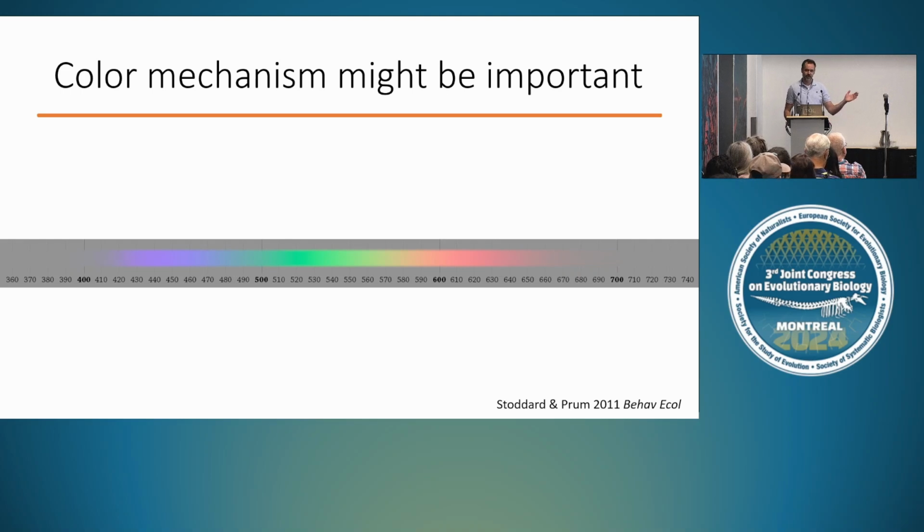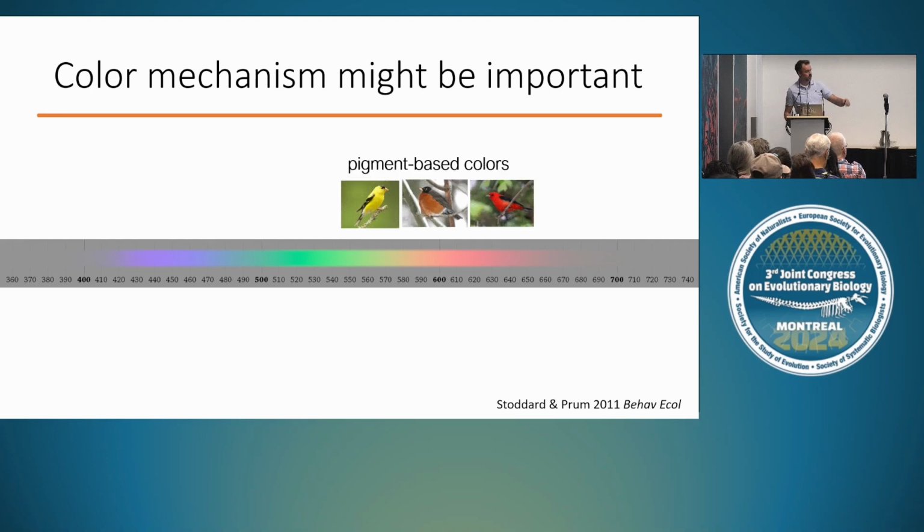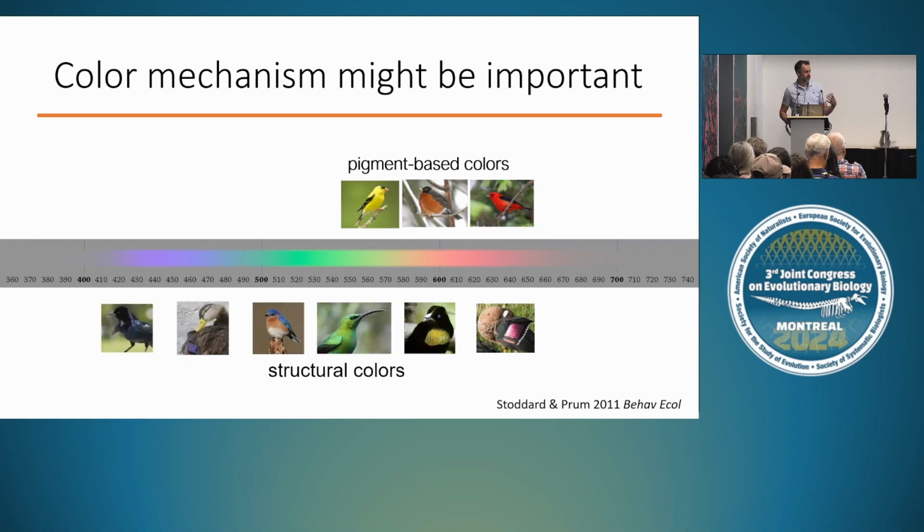So here we have an electromagnetic spectrum. I've showed this many times. Hopefully you haven't already seen this if you've ever seen a talk I've given. But birds produce colors either with pigments in their feathers to give some of these yellow, orange, and red colors. But they can also produce colors by not eating or producing a pigment, but producing a structure in their feather that causes what's called a structural color.